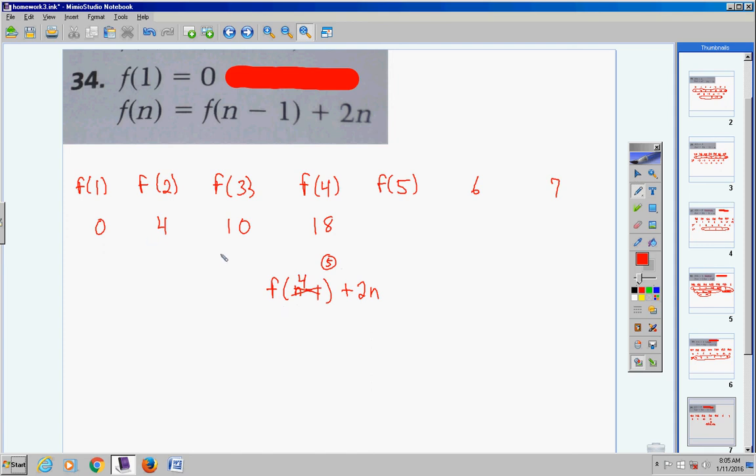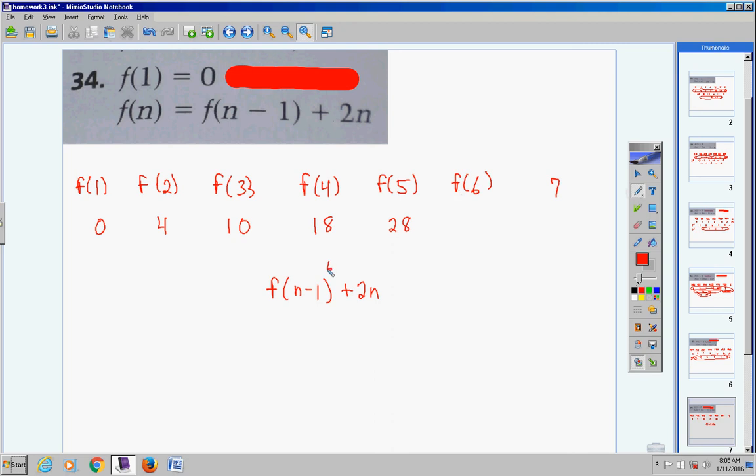Notice right here, f of 4 is going to give me 18. So f of 4 is 18. And then for n right here, I'll put a 5. 2 times 5 is 10. Positive 10. That gives me 28. So f of 5 is 28. Moving on to f of 6.